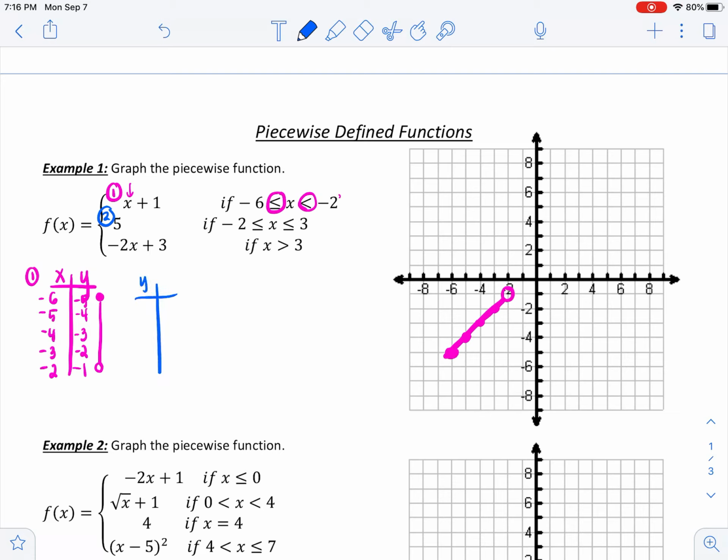Once again, I'm going to make a table of values. X, y. And I'm going to look to see what x values I'm plugging in. I'm plugging in negative 2 through 3. So negative 2, negative 1, 0, 1, 2, and 3.